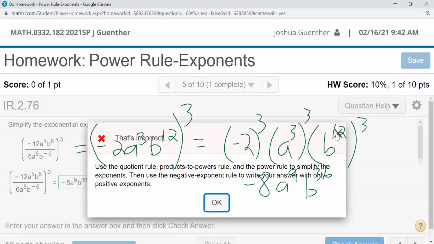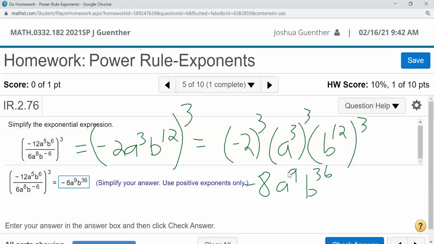Oh, I didn't like it. Hold on. Use the quotient rule. Powers, products to power rule. Oh, I'm sorry. Did I forget something? Yeah, I made a mistake. That's my bad. I totally wrote it down wrong. Remember, this was a negative third power. I don't know why I dropped that here. So this becomes -3. That becomes -9.